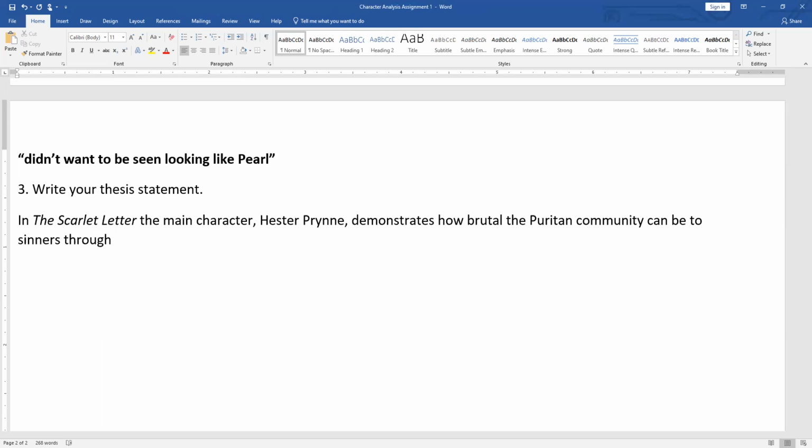In The Scarlet Letter, the main character demonstrates both can be to sinners through symbolism, her inner strength, and, this one doesn't really make any sense, but through symbolism, her inner strength, and, let's see, her self-reproach.